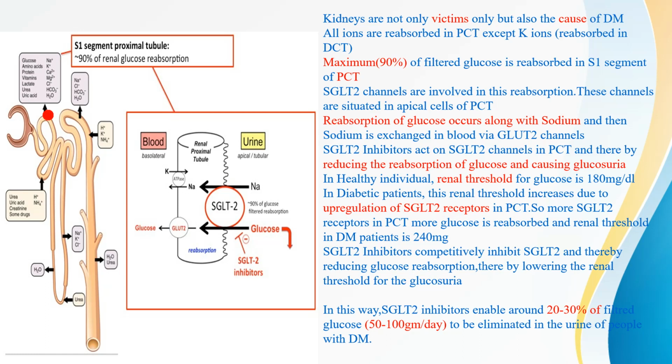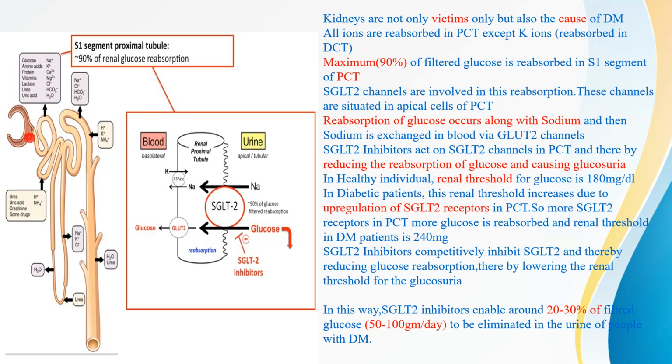These SGLT2 channels are present on the proximal convoluted tubule in the apical membrane, or we can say apical cells. Approximately 90% of the filtered glucose is reabsorbed in the proximal convoluted tubule through these channels along with sodium, and this sodium in turn then goes back to the blood through the GLUT channels.